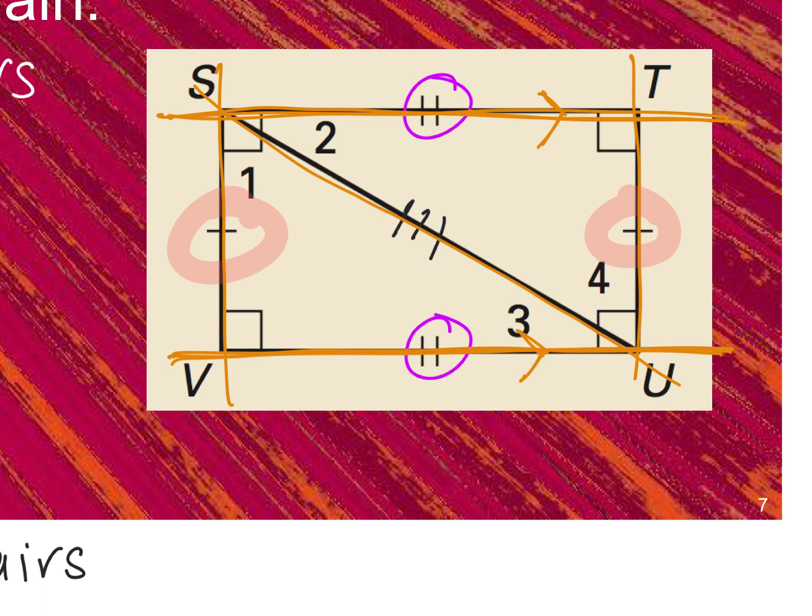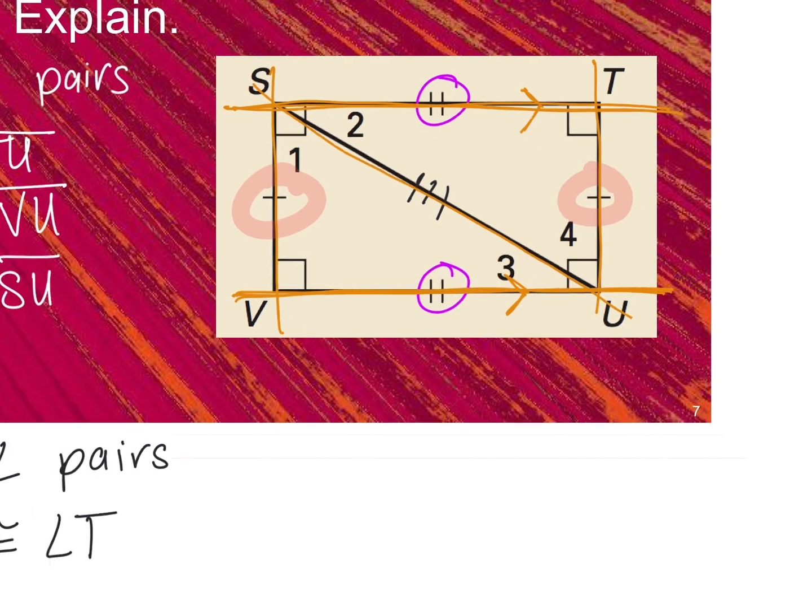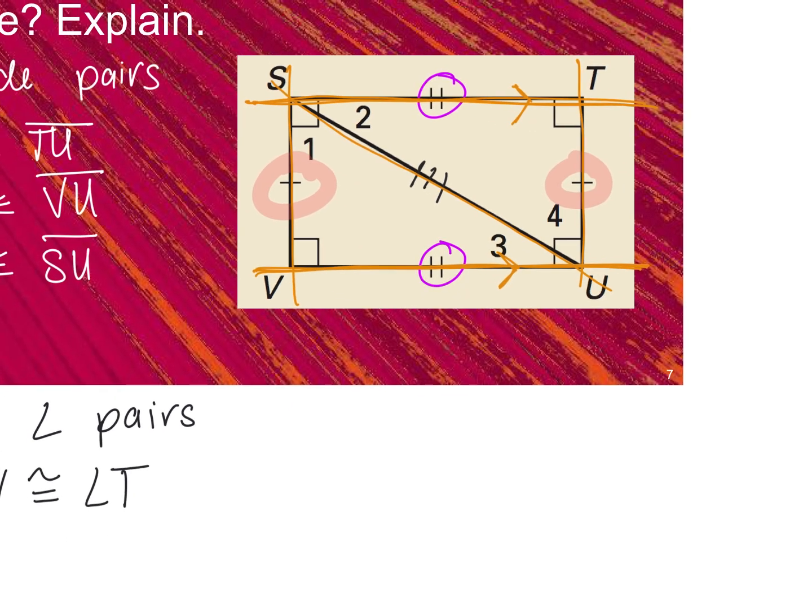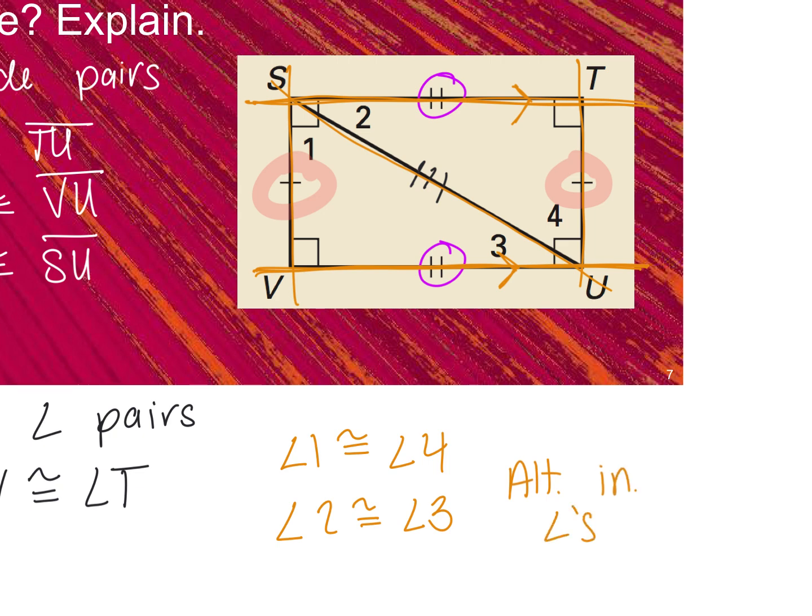Again, prior knowledge that we should have, information we should already know. So when I'm looking at this, I am able to state angle 1 is congruent to angle 4. Why would they be congruent? What am I using? Alternate what? Good. Alternate interior angles. And angle 2 is congruent to angle 3. These are using alternate interior angles. You have to use information that we already know.